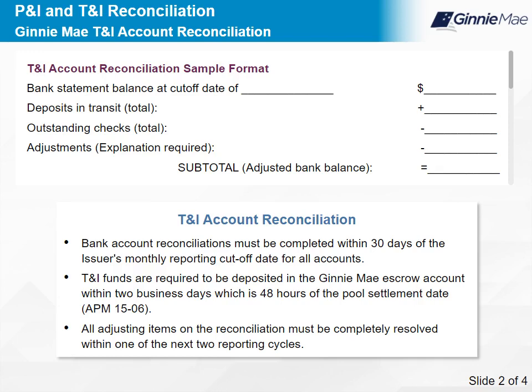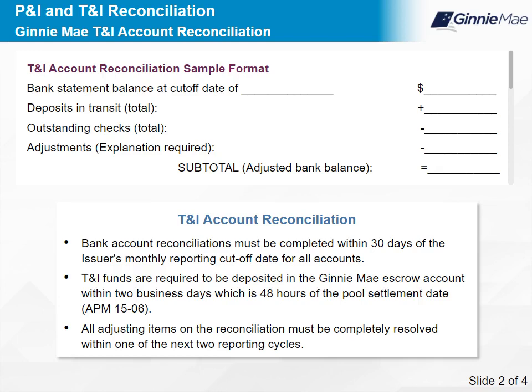T&I funds are required to be deposited in the Ginnie Mae escrow account within 2 business days, which is 48 hours of the pool settlement date, APM 15-06. The escrow balance for individual loans is reported in field 29 of the loan record. The escrow balance for all loans within the pool is reported in field 11 of the pool record.